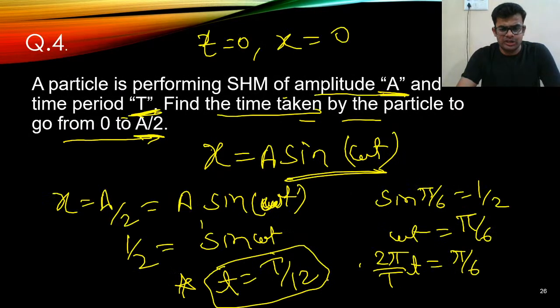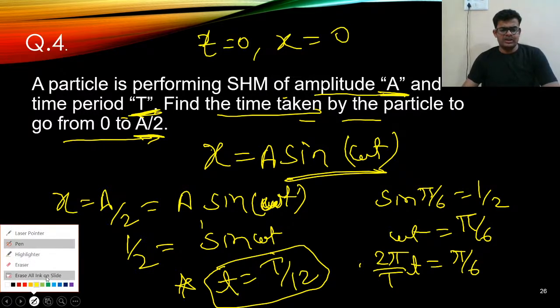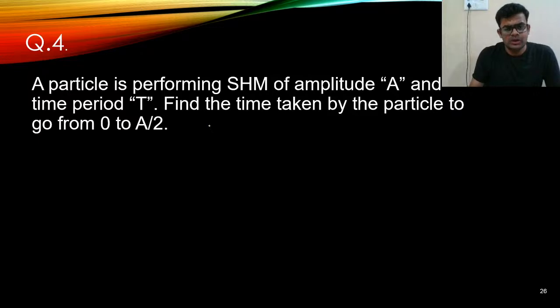This question we have already solved. Right? So what time are we getting? T by 12. Okay, T by 12 we are getting here. So I think all of you understood this, right? If you did not understand, once again I can explain it to you.